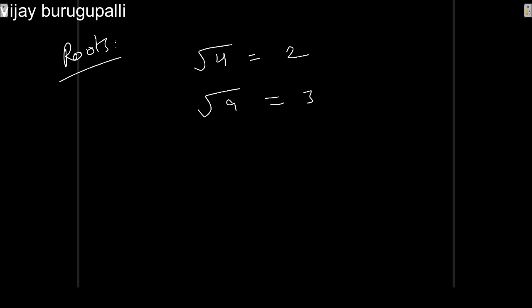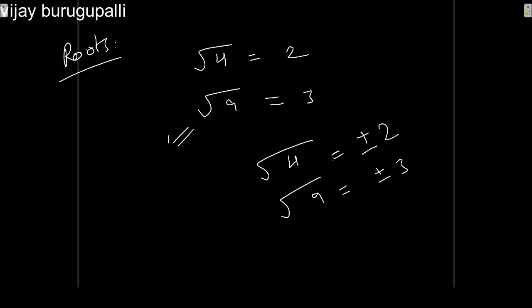Now let's see how square roots and higher order roots work. We already know that square root of 4 is 2 and square root of 9 is 3. But we should be careful that the square root of 4 can be either plus 2 or minus 2, and square root of 9 is plus or minus 3.